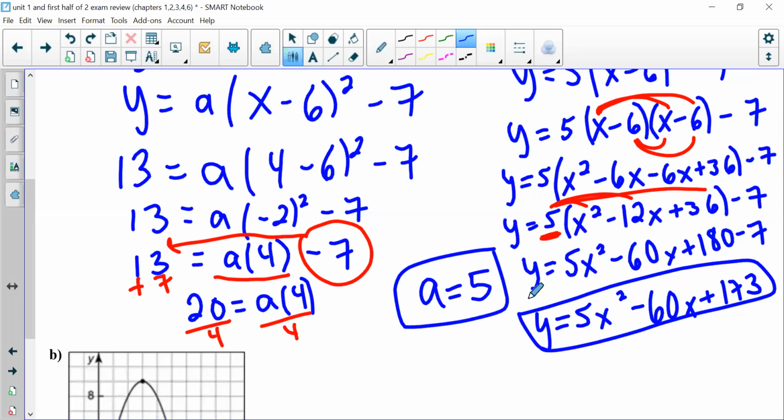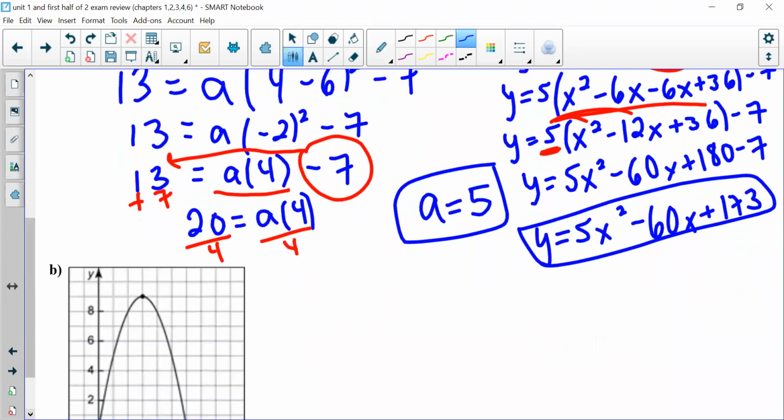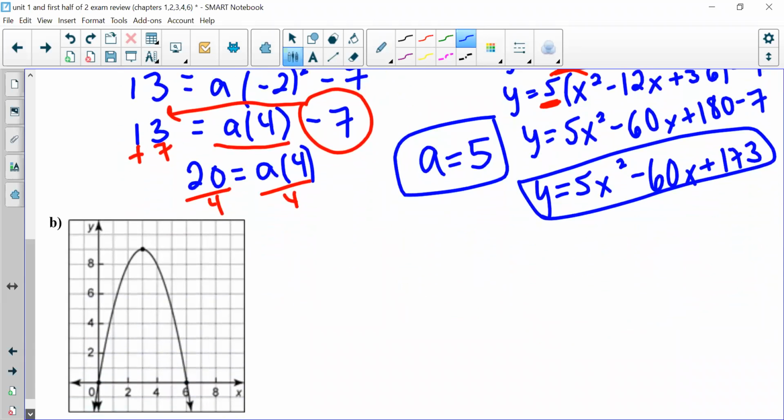So then you're done. So it's kind of a long question. Anticipate seeing at least one of these on your exam review package on Friday, where I give you some information about the parabola. You're going to have to find information about it. For sure, you will always have to solve for the A value. Once you've done the A value, then you FOIL into standard form.